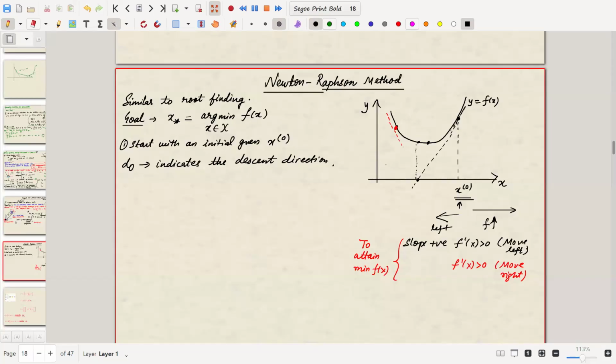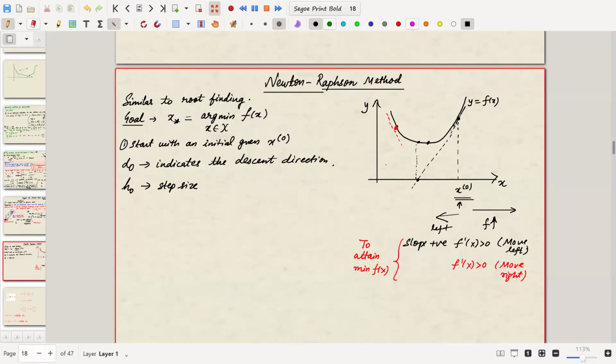So how much step you have to go, that's important. How much step you have to go to the left? How much step you have to go to the right? This motivates me to introduce another parameter, h naught, which indicates the step size. d naught will give me the direction where I have to go, whether to the right or to the left, and h naught will give me how much I can go to the right or left. That is the step size.